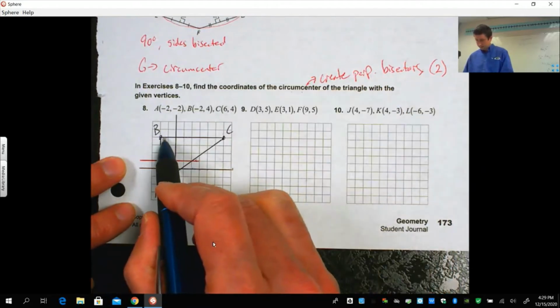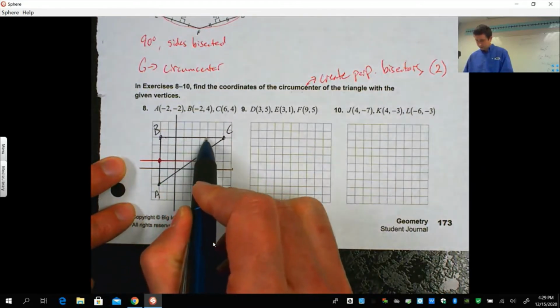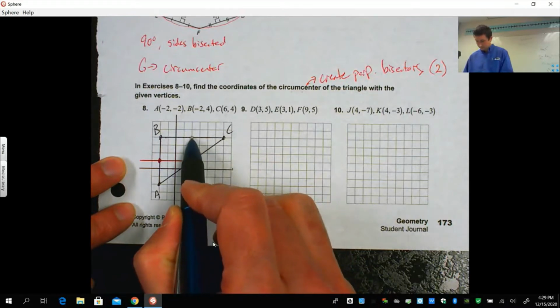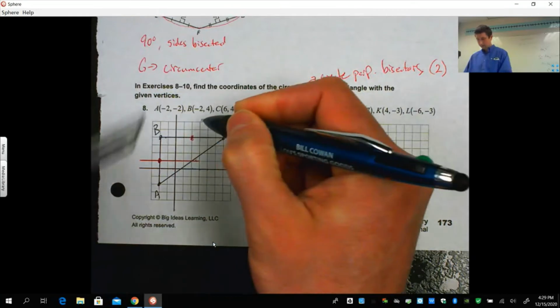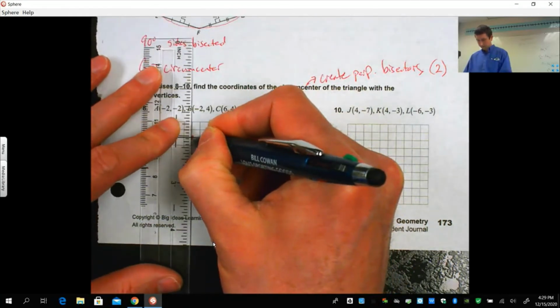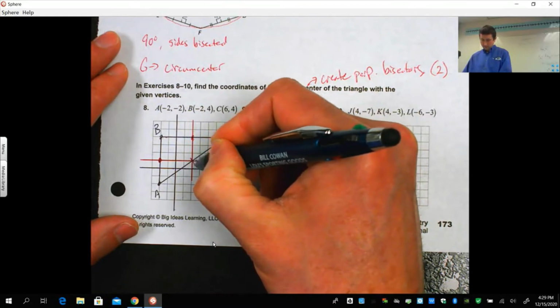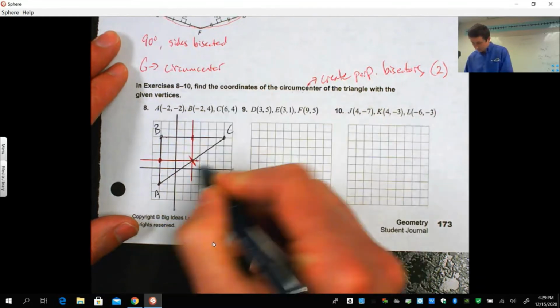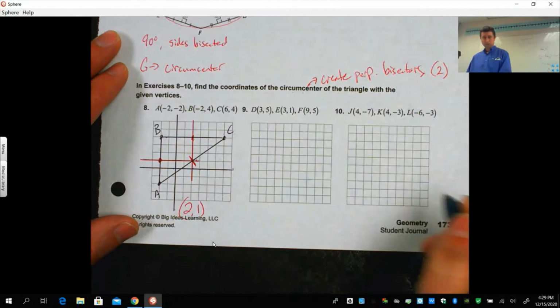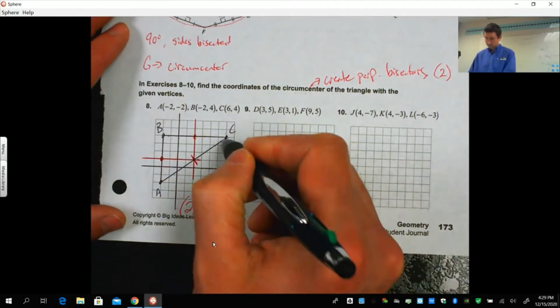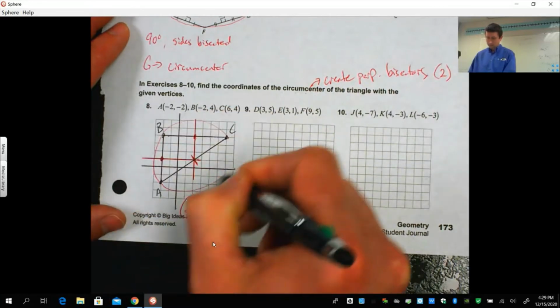B to C is a length of 8, so half of that is 4. Okay, so there's that perpendicular bisector. So this one would be right here. So that makes it at 2, 1. So that's the circumcenter there, 2, 1. That would be the center of a circle that goes through those 3 points.